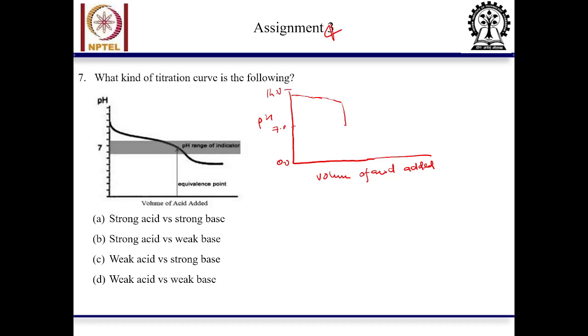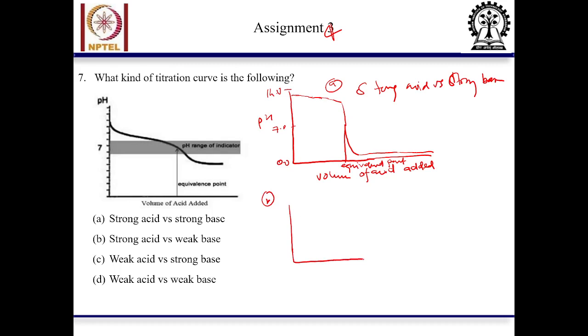And once we add the excess acid, that will be the pH of the acid, and for a strong acid the pH will be close to 1 or 2. Right? So this is the first curve for the pH versus volume of acid added. So here is the equivalence point. This is the strong acid versus strong base, that is the first curve. Now I will check, this is A. Now go to B. Now it's saying the weak base versus strong acid. So here, volume of the acid added.